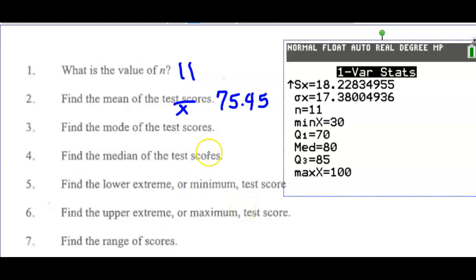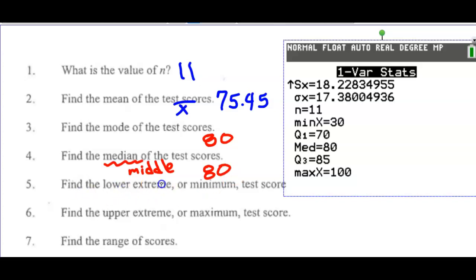So that's the mode. The median, oops, that's supposed to be 80. The median over here was also 80, the most often occurring. I'm sorry, the median is the middle, okay? So that means half above and half below.